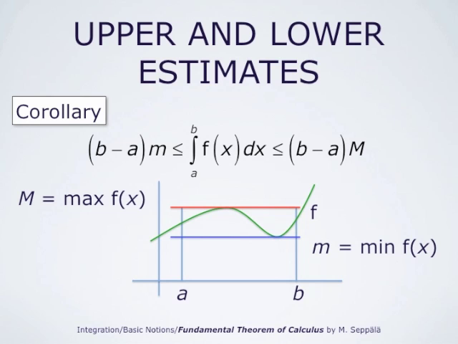And this again is also completely clear on basis of this diagram. If the function f takes positive values, then the domain under the graph of the function f fully contains the rectangle with base AB and height m, and is fully contained in the rectangle with base AB and height capital M. And therefore we have this double inequality.